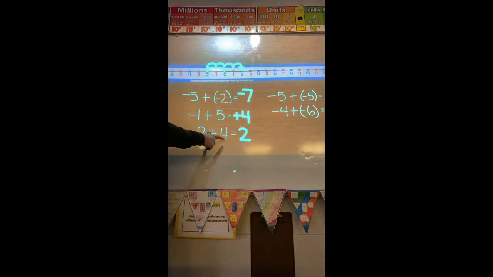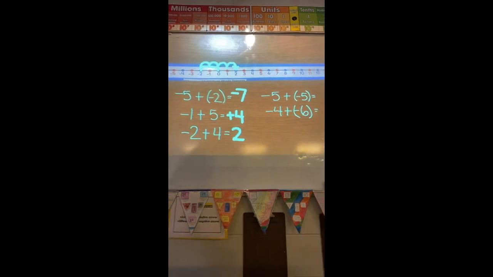Same signs, add and keep, different signs, subtract. 4 take away 2 gives me 2. Take the sign of the higher number, then it'll be exact. We have 2 more. I'm going to move you over a little bit.